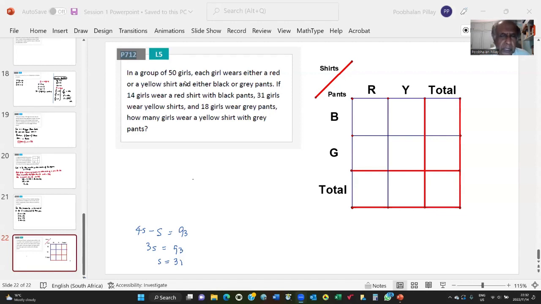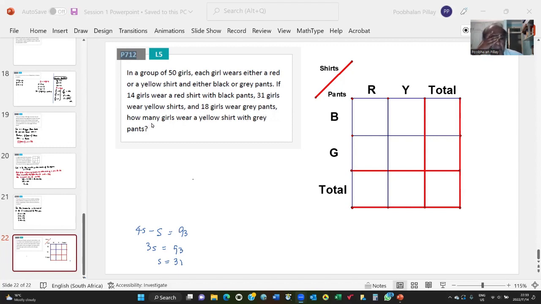The next problem is a new kind of problem. We haven't seen this kind of problem before. Let's read it. In a group of 50 girls, each girl wears either a red or a yellow shirt. Okay, each of these girls wears a shirt, and the shirt is one of two colors. It's either red or yellow. And the pants that she wears is either black or gray. All right. Now, if 14 girls wear a red shirt with black pants, 31 girls wear yellow shirts, 18 girls wear gray pants, how many girls wear a yellow shirt with gray pants?